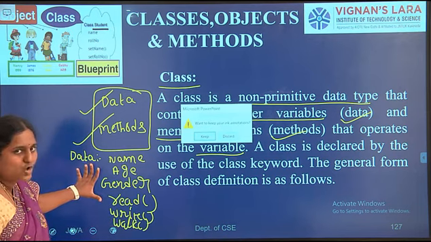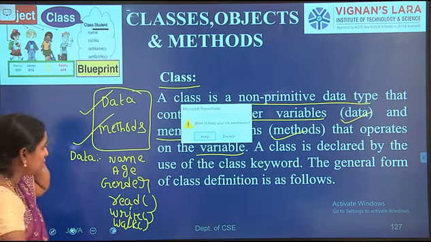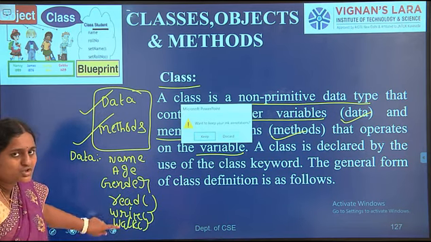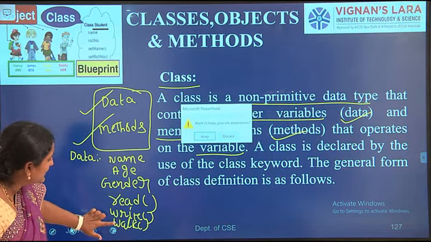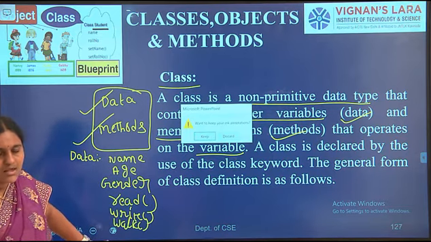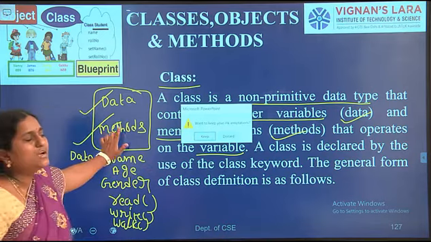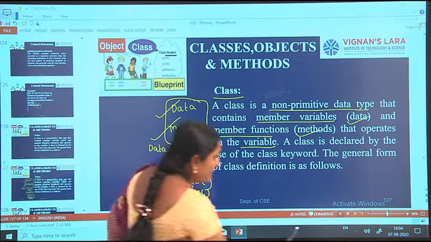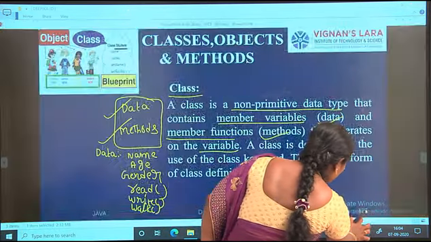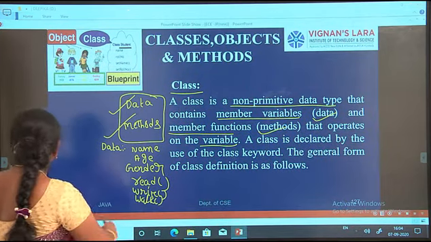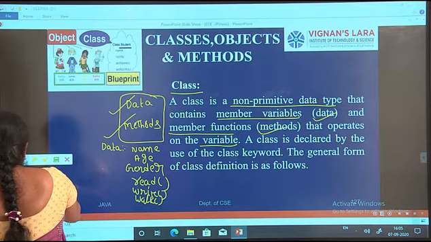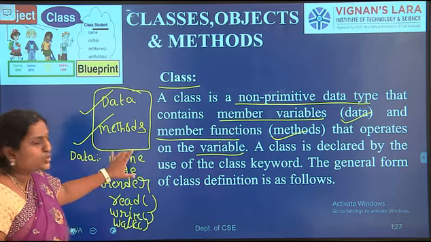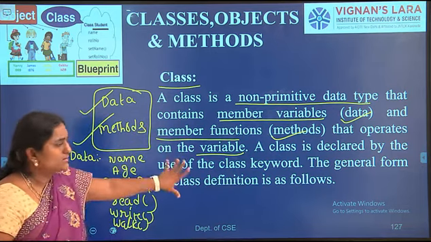Coming to the person object, what are the data members of the person object? Name, age, gender. Coming to the functions, what are the functions of the person object? Read, write, walk, eat and so on. Simply, class contains data and methods that operate on a variable. Class contains two parts, data and methods that operate on variable.